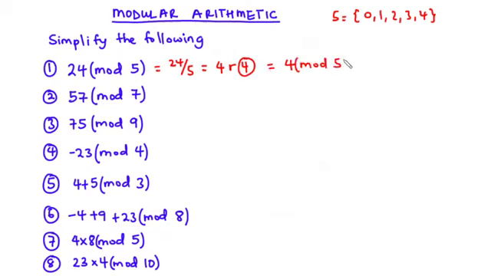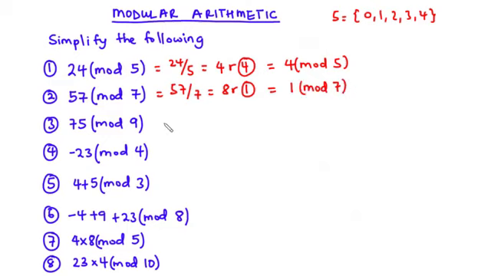Now let's solve the second one. So 57 divided by 7. 7 times 7 gives 49. So 7 times 8 will give us 56. So this is going to be 8 remainder. Now 57 minus 56 is 1. So we have 8 remainder 1 when we divide 57 by 7. Now since we are interested in the remainder, then we write 1 mod 7.